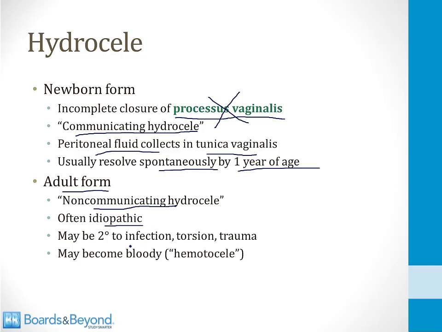They may occur secondary to infection or torsion or trauma, or something that leads to swelling of that tunica vaginalis in the scrotum. Sometimes they can even become bloody, and these are called hematoceles. But the point here is that these are differentiated from the newborn form in that there is no longer a processus vaginalis, so there has to be some direct insult to the tunica vaginalis to cause it to swell.